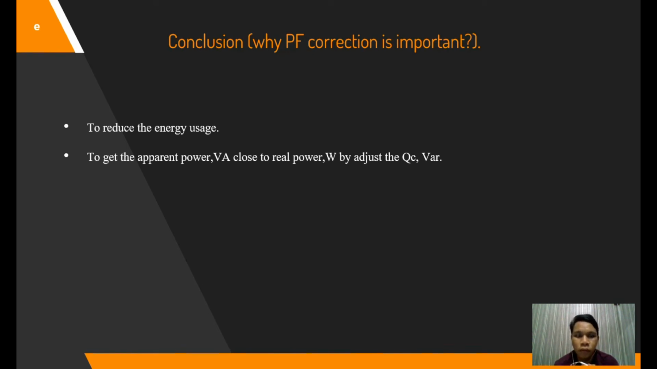And then for question E, the conclusion: why power factor correction is important. The first one is to reduce the energy usage. After we do the power factor correction, the consumer electricity bills can be reduced by maintaining the level of the reactive power consumption. The second one is to get the apparent power VA close to the real power watt by adjusting the QC reactive power. The method from the power triangle will be used. So the current needed is less, but the supply will be the same amount as the real power.